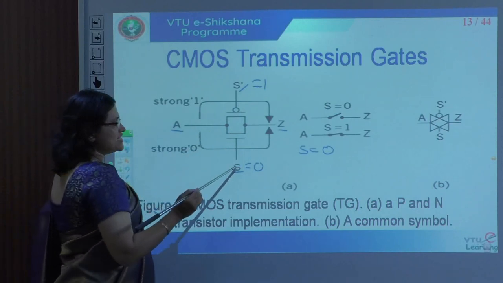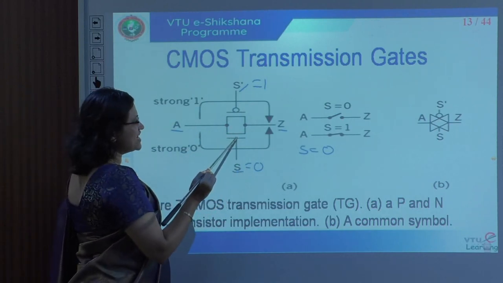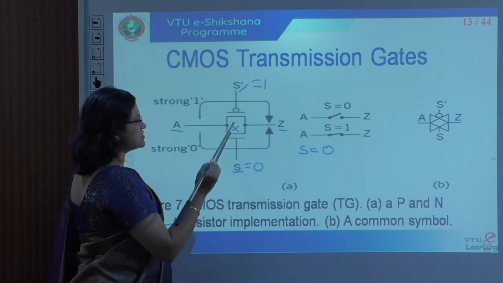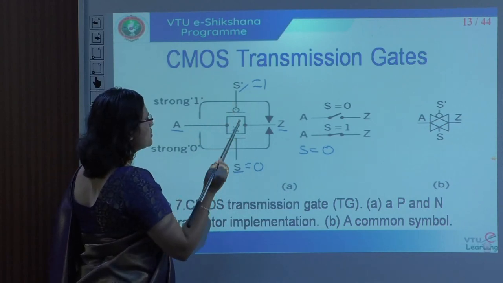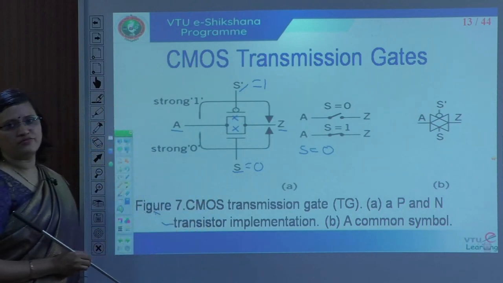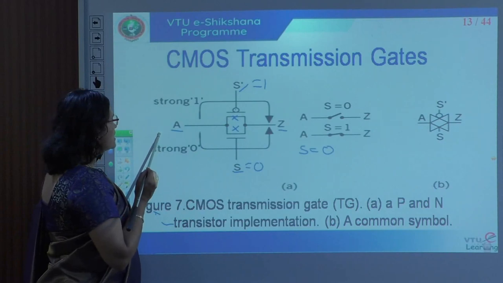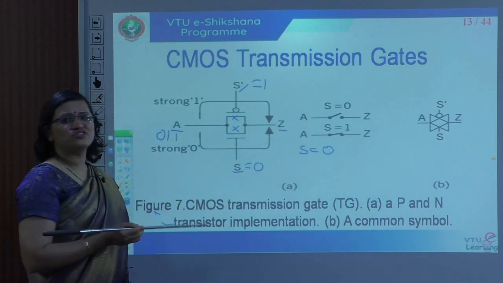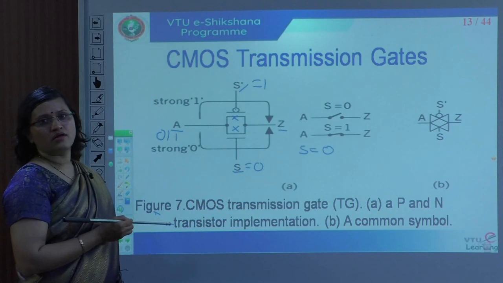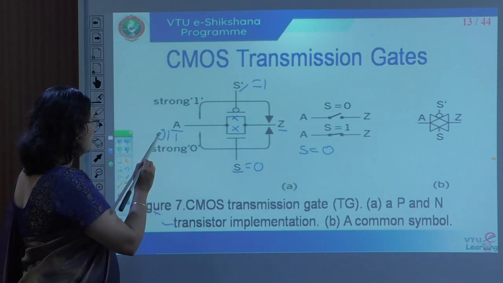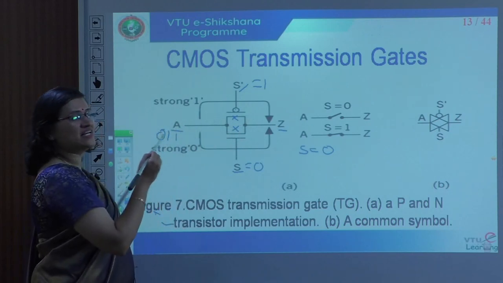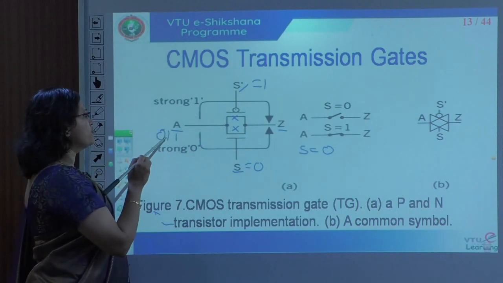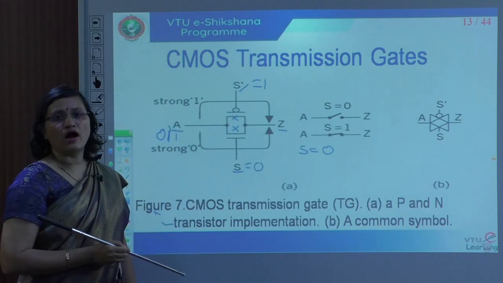You can see here, when S is equal to 0, this is an NMOS transistor and this is a PMOS transistor. So when S is equal to 0, the NMOS transistor is turned off, and when S bar is equal to 1, the PMOS transistor is also turned off. So if you give a value of 0 or 1, the output is not going to change. If A is 0 or A is 1, it is not passing that value. Usually the transmission gate just acts like a buffer. Whatever value you give here is going to appear at the output side.